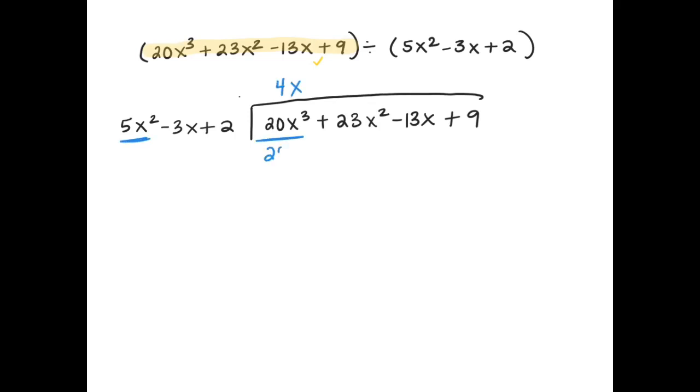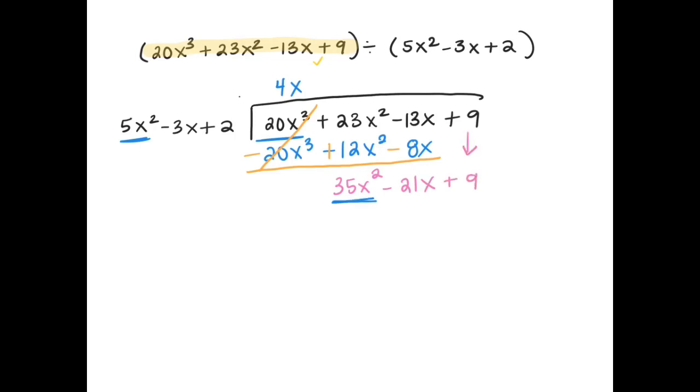So I'm going to need a 4x to make it 20x cubed, distribute it in, draw my line, change the signs. That's your subtraction piece. So when I combine like terms, I've got 35x squared minus 21x plus 9 after I drop the term down. Pink tells me start over. So now I'm going to need a 7. Distribute the 7 in. So I've got 35x squared minus 21x and 14. Draw a line, change the signs.